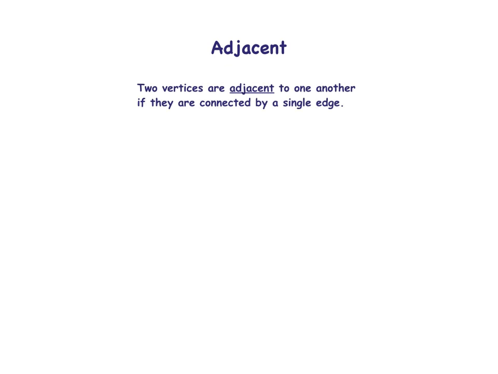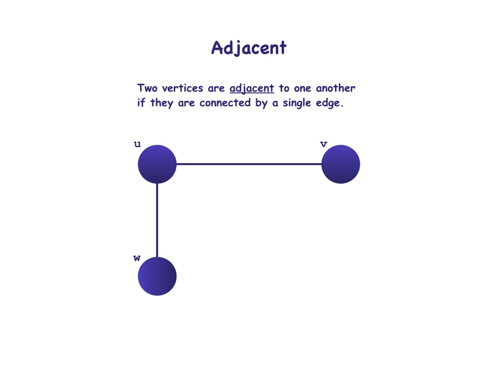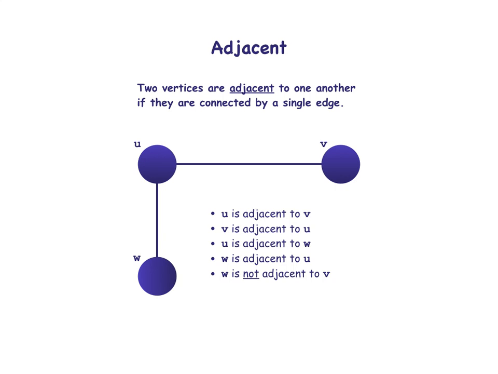Now for some vocabulary words. Adjacent. Two vertices are adjacent to one another if they are connected by a single edge. For example, in this graph, vertex U is adjacent to V and vice versa. Also, vertex U is adjacent to W and vice versa. However, W is not adjacent to V and V is not adjacent to W. That's because there is no edge that connects those two vertices.